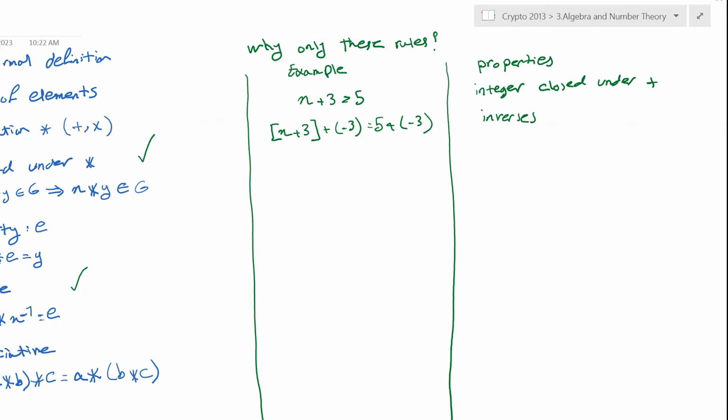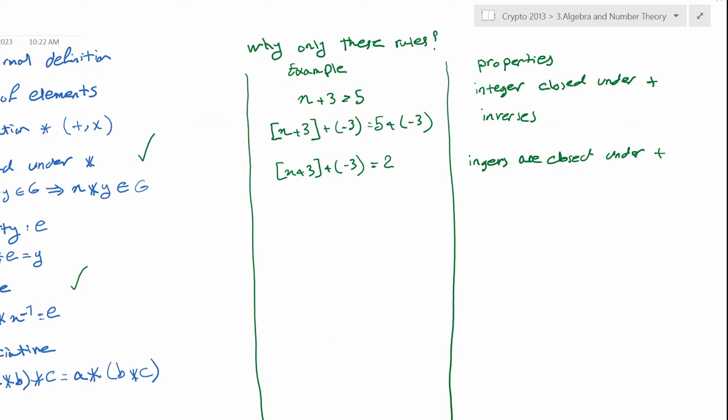So in order to solve this, we would get x plus 3 from this side plus -3. If we add these two things together, we get 2, which again, integers are closed under plus, right? Whenever you add two integers, you get another integer. That is a property that we use.